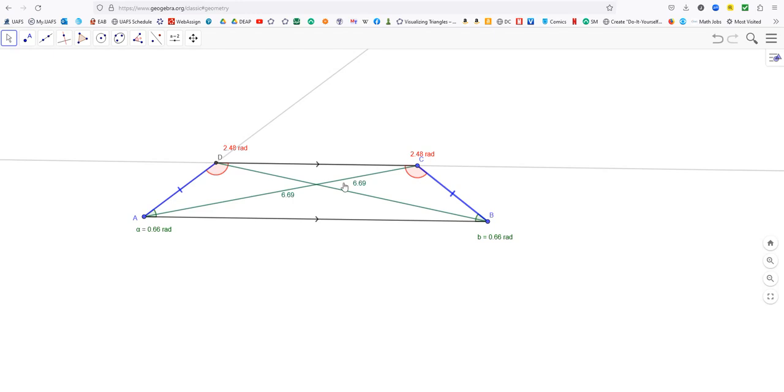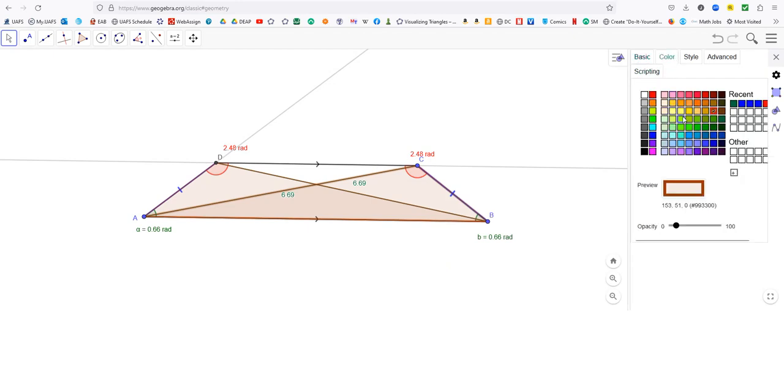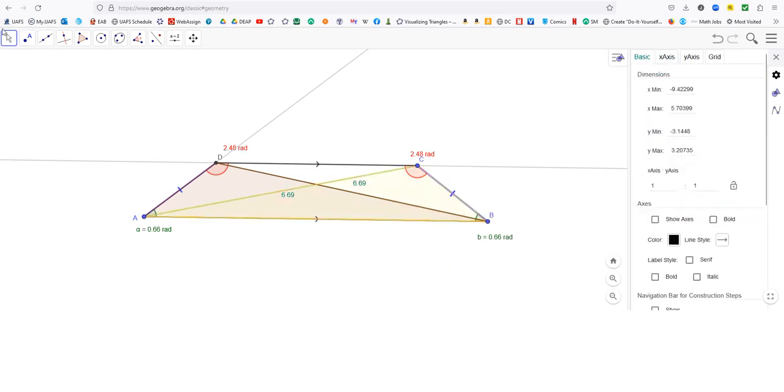Okay, so what do we have? Well, we do have some sides here that are congruent. We've got this triangle here. I'm going to mark the interior of it, the triangle ADB, and I want to compare it to this triangle, BCA. Okay, let's give it a different color. So we've got two different triangles there. Marking their interiors may help.